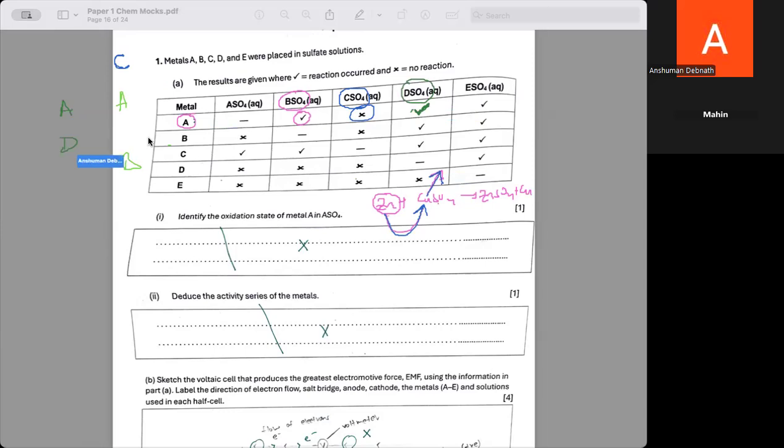I don't know how D and B are placed. Now, did A displace E? Yes. So A is more reactive than E. We have got this. It's a good question she has sent. I don't know where she picked it up from. Okay, now let's just check, one second. Now let's, tell me.